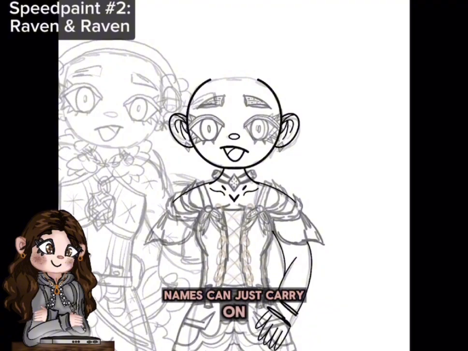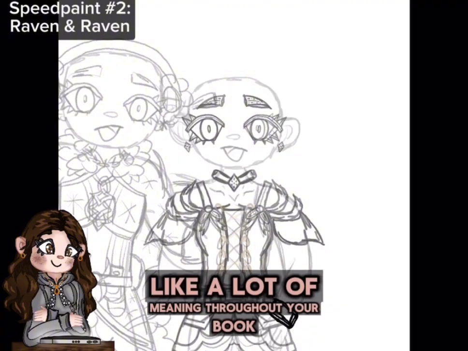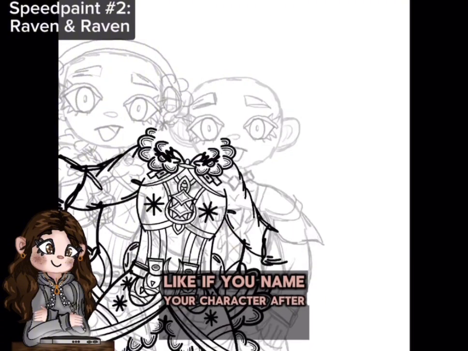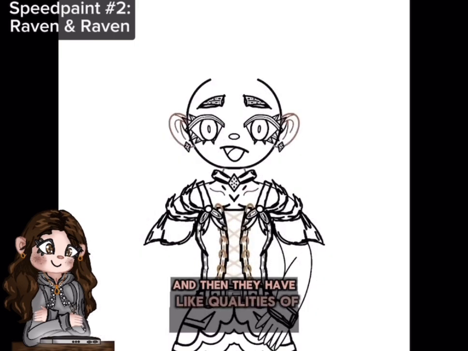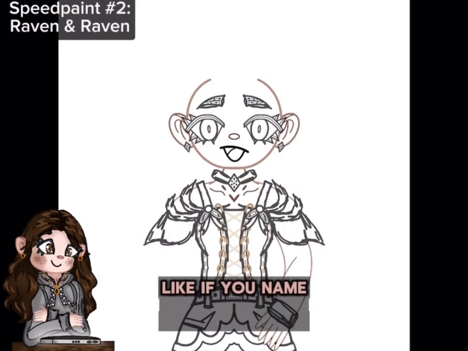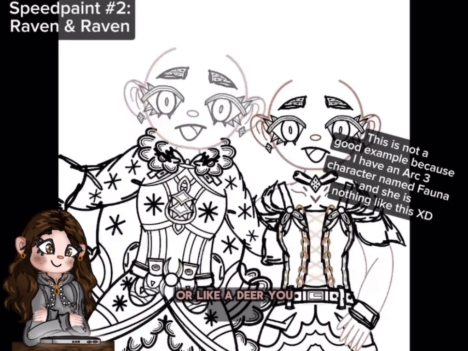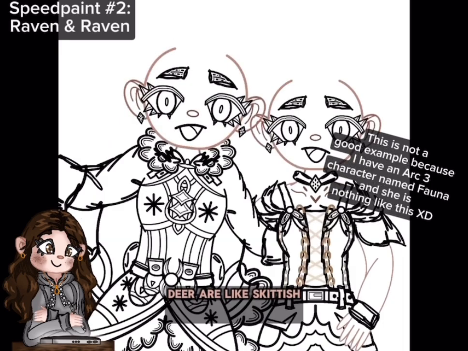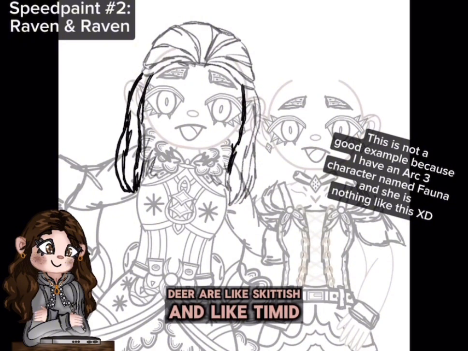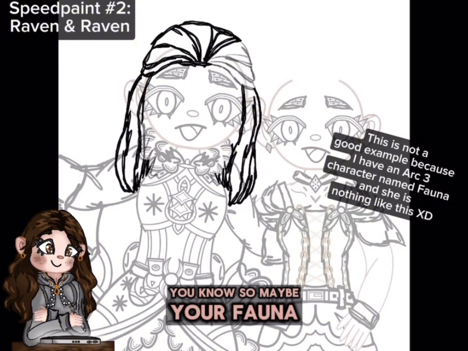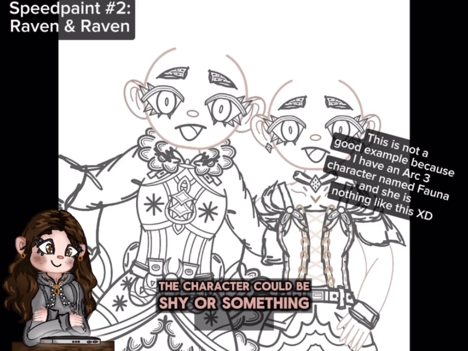Names can carry a lot of meaning throughout your book. If you name your character after an animal, they can have qualities of that animal. Like if you name your character Fauna after a fawn or deer, you know, deer are skittish and timid, so maybe your Fauna character could be shy or something like that.